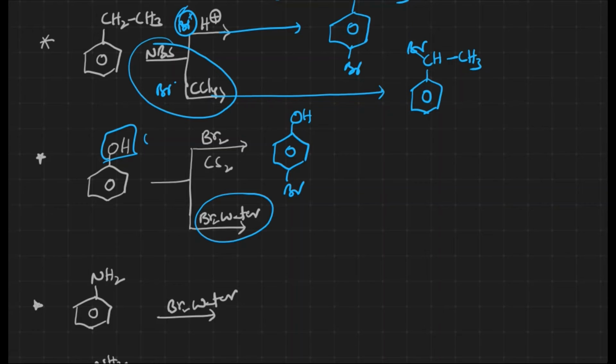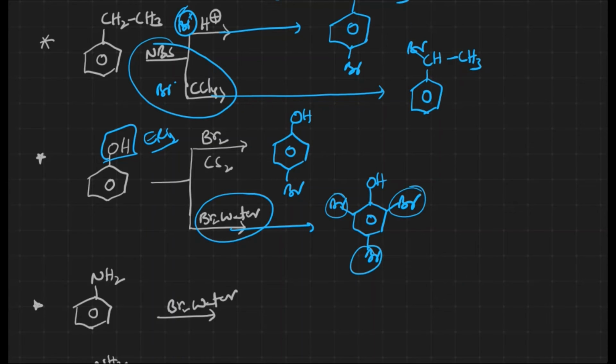If an electron releasing group is there on the benzene ring, we can expect this kind of substitution: OH, Br, Br, Br. What is the name of this one? This is symmetrical tribromophenol. Here, why it is happening: one is the solvent, and second, bromine in water, the extent of ionization is going to be more. That's what we can expect, more bromination on the benzene with electron releasing group.